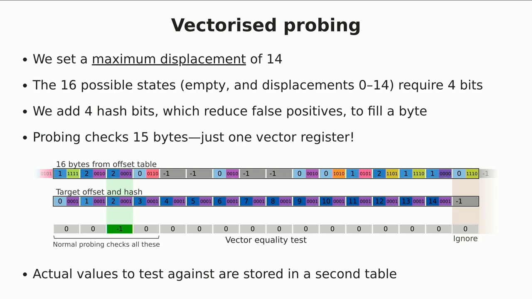And now that you have a maximum displacement of 14, there are 15 possible displacements, and you can also have a slot in the table be empty. So to store the displacement, or whether there's an element at all, just takes 4 bits. And we can make a table out of these displacements, only the displacements and not the values. Because it's not efficient to store just groups of 4 bits, we'll pad these out with 4 hash bits, bits that we got from hashing the value, but that we're not using for the index itself. And we can use that to reduce false positive comparisons.